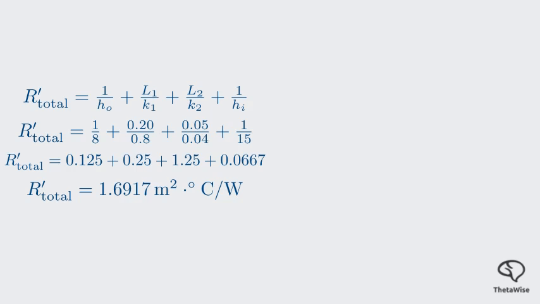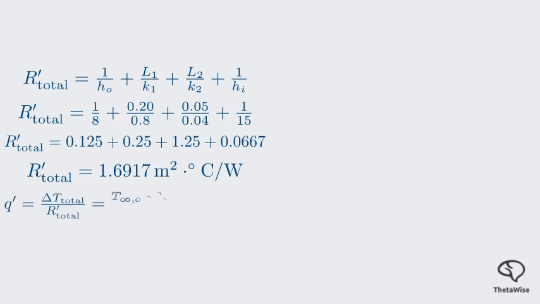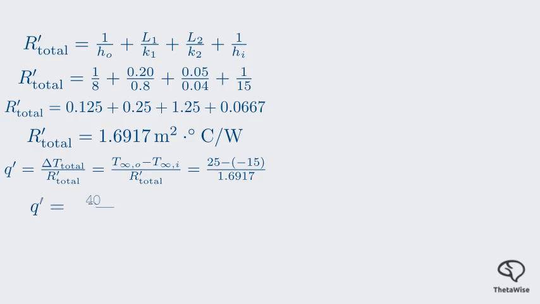Finally, we can calculate the heat transfer rate per unit area. The heat transfer rate Q prime equals the total temperature difference, T infinity outside minus T infinity inside, divided by the total resistance. That's 25 minus negative 15, divided by 1.6917. This gives us 40 divided by 1.6917, which equals approximately 23.63 watts per square meter. This is the amount of heat energy that must be removed per second from every square meter of the cold storage wall to maintain the desired temperature.